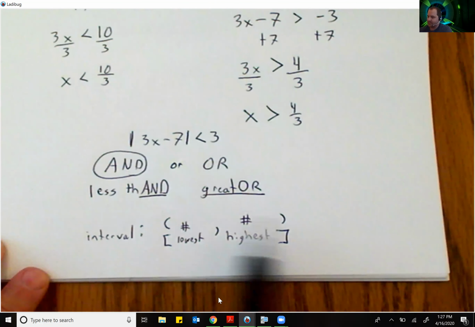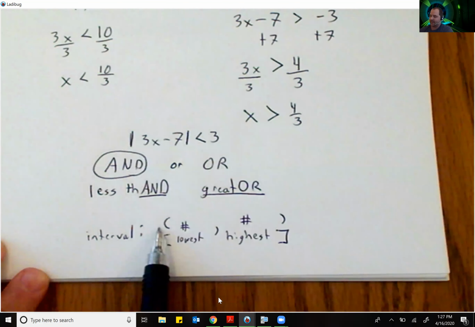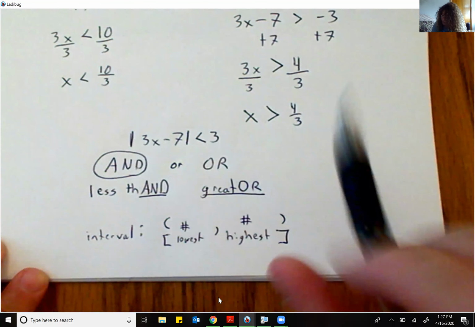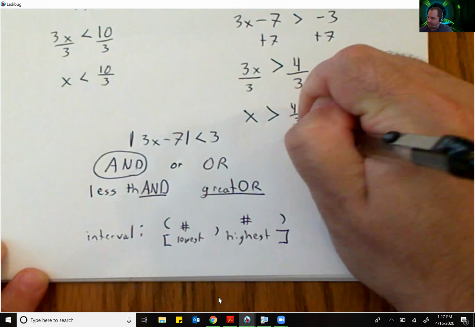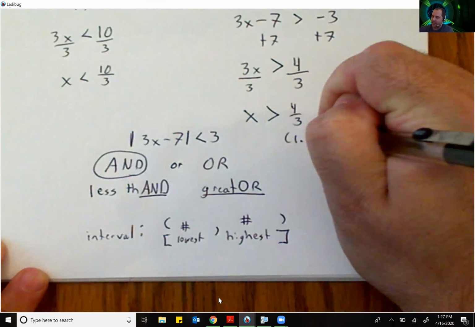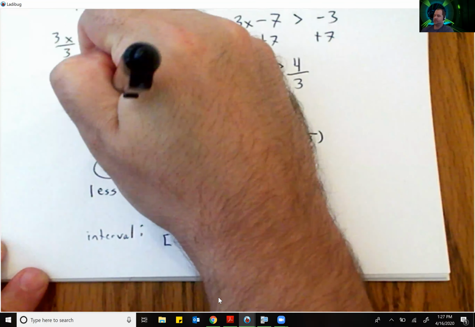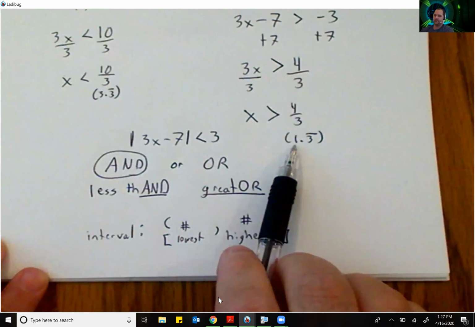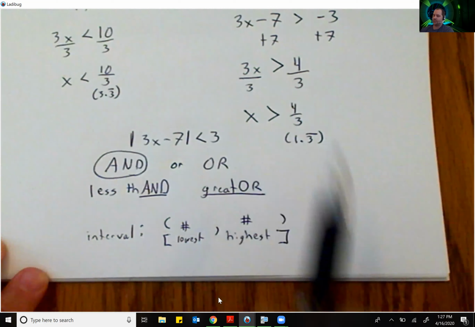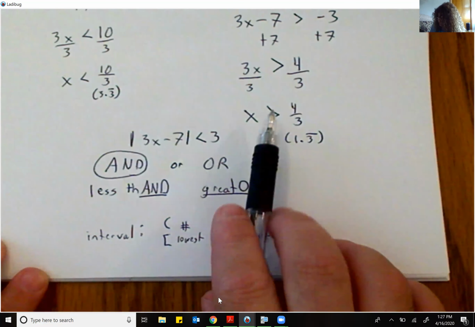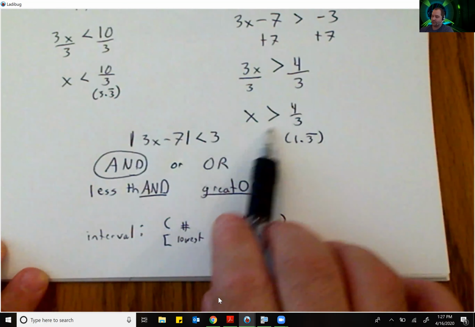All right. So let's just fill in. Is it going to be a bracket or parenthesis for our lowest number? Well, which one's our lowest number? That's this guy, because that's 1.3 repeating. This one over here is 3.3 repeating. So that's how I know this is the lowest number. So is it a bracket or a parenthesis? Parenthesis, because it's just the greater than sign. There's no equal to.